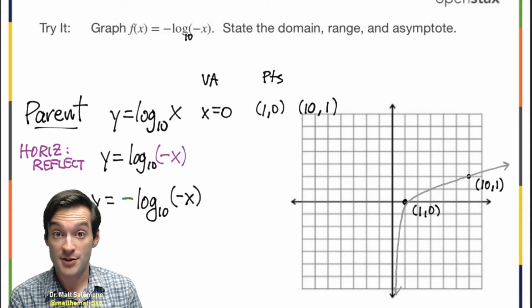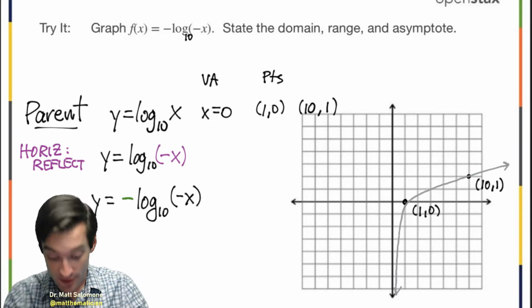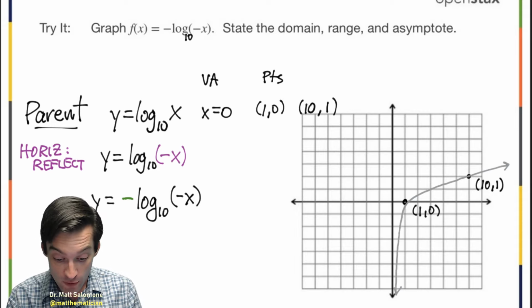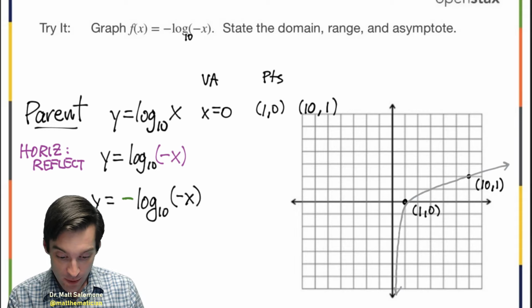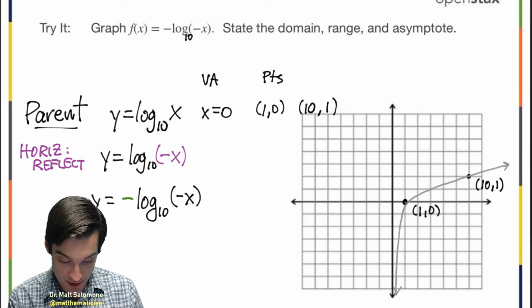It's a horizontal reflection. And when I say horizontal reflection, I mean the reflection over a vertical axis. We're reflecting this graph over the y-axis. Now the y-axis is also its vertical asymptote. So this new function is still going to have its vertical asymptote on the y-axis.